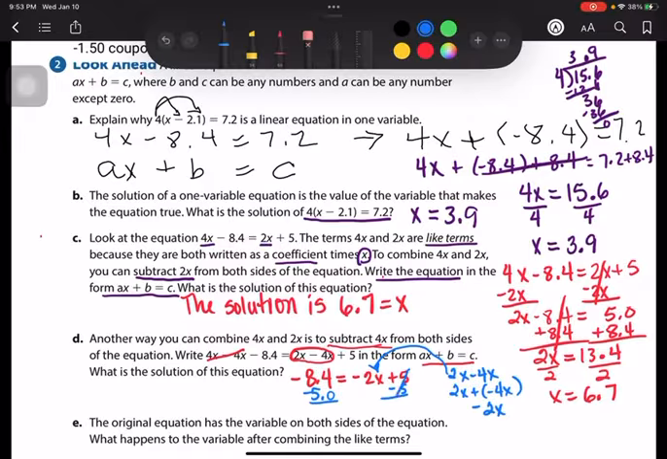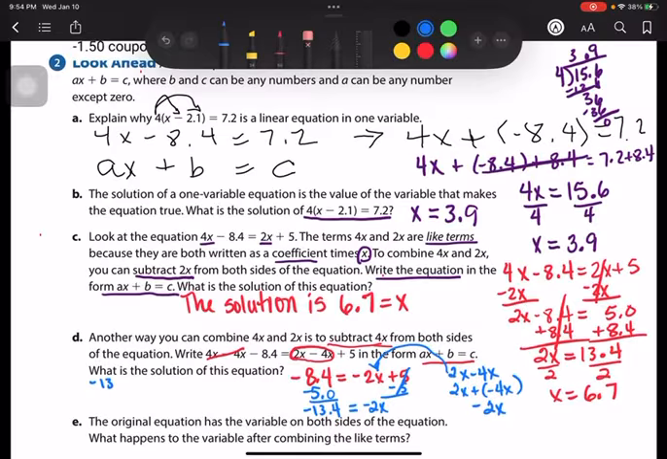This cancels and leaves you with negative 2x equals negative 13 4/10. Okay, so it said, what's the solution to the equation? Well, in order to find a solution to the equation, we have to divide both sides by the negative. So we have negative 13 4/10 equals negative 2x. Dividing both sides by the coefficient, negative 2. Therefore, x equals a positive 6 7/10.